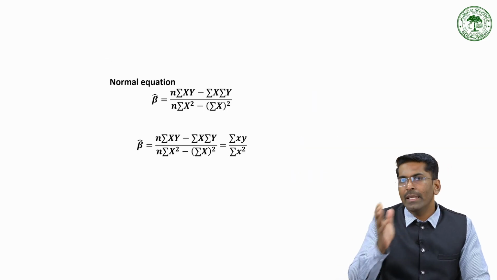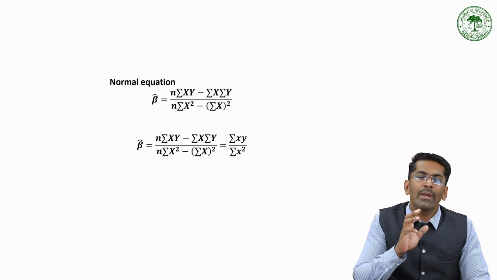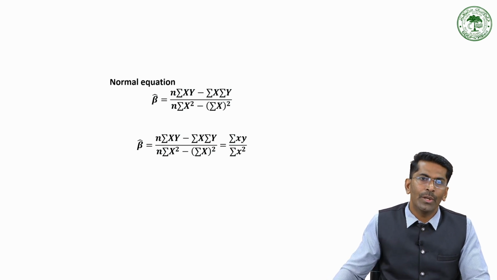Now, in the earlier lecture, we derived the regression equation by using the normal equations. At that point of time, the value of beta hat which we used was n into sum of xy minus sum of x into sum of y, the whole divided by n into sum of x square minus the whole square of sum of x.